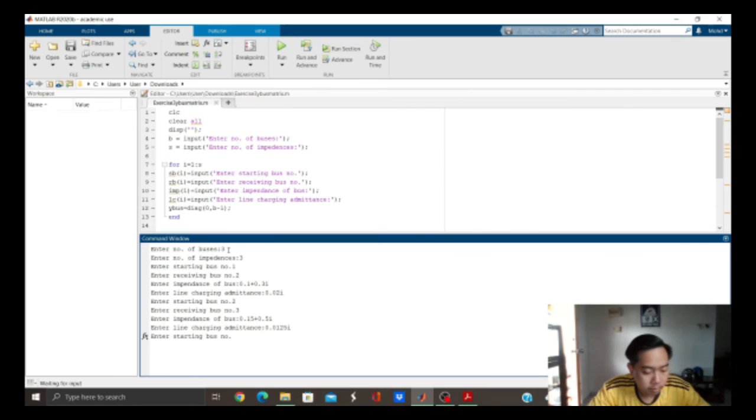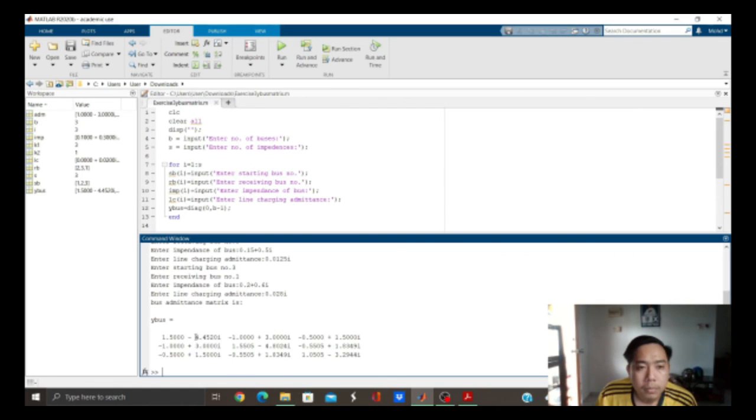Then the starting bus 3 and the receiving bus number 1, the impedance 0.2 plus 0.6i, and enter the line charging admittance 0.028i. So this is the answer.